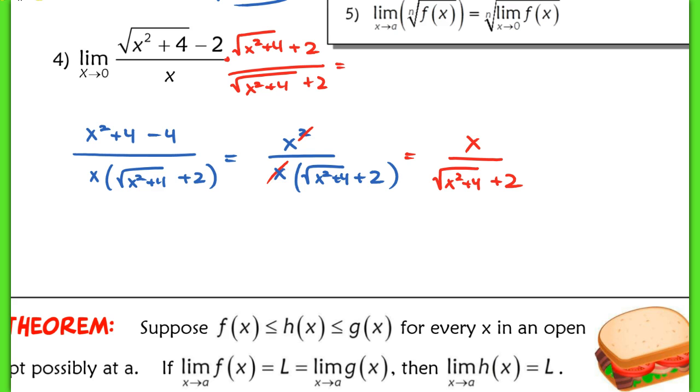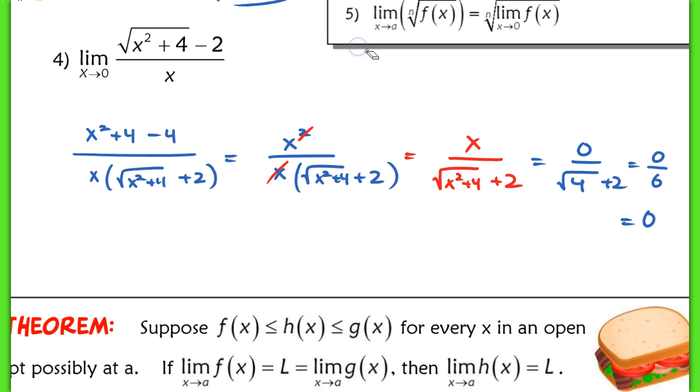If I now plug in x equals 0, I will end up with 0 divided by the square root of 4 plus 2. So I have a value. This is a real number. This is defined. This is 0. Okay, so the limit as x approaches 0 of this original function, let me erase here, it is equal to 0.